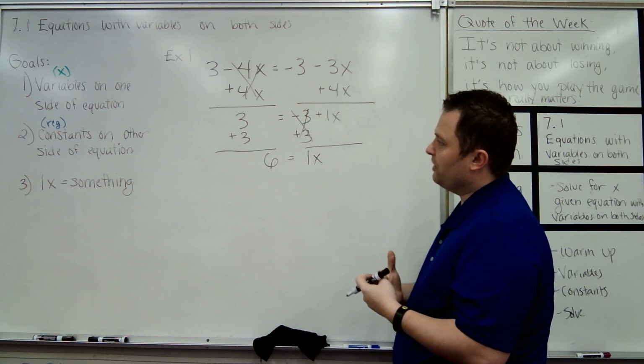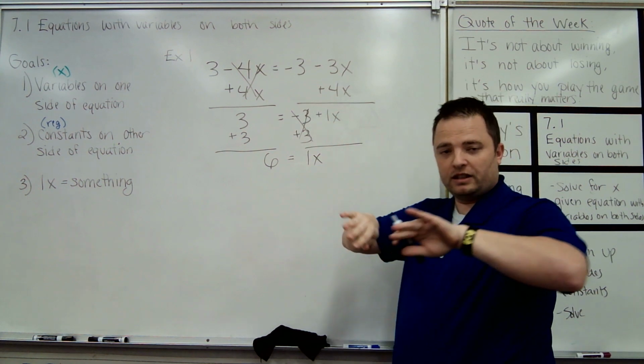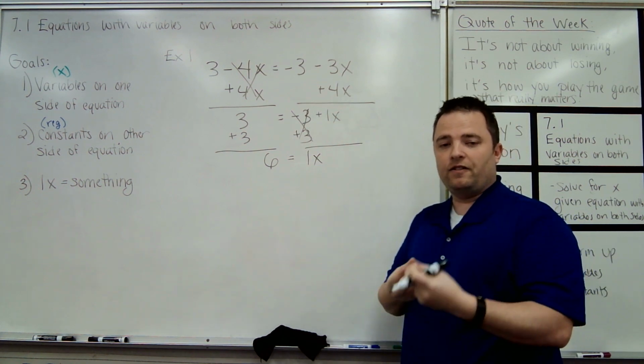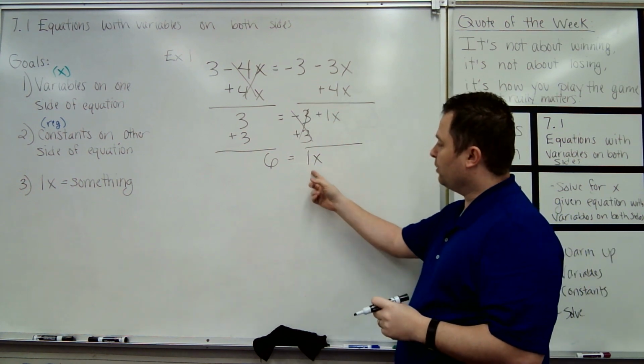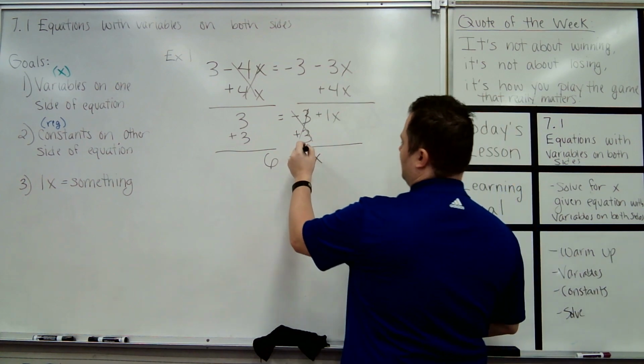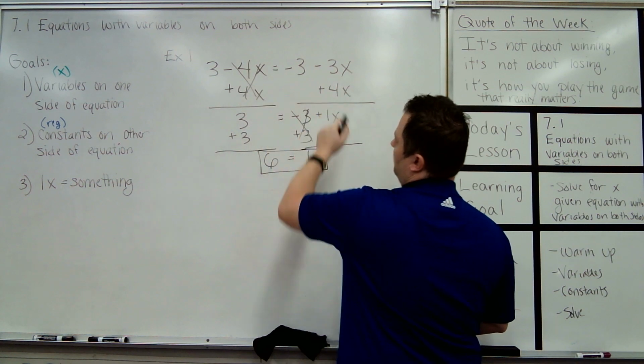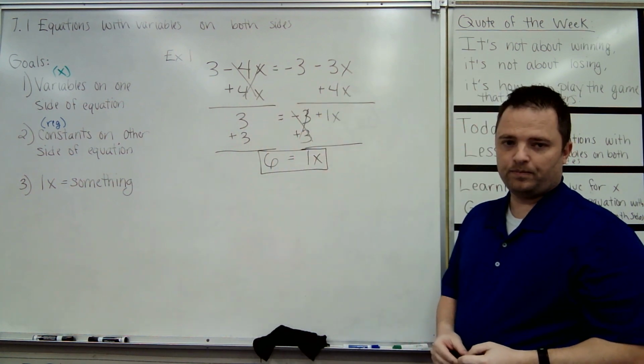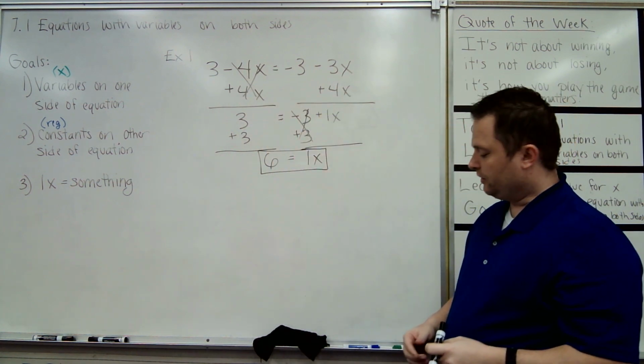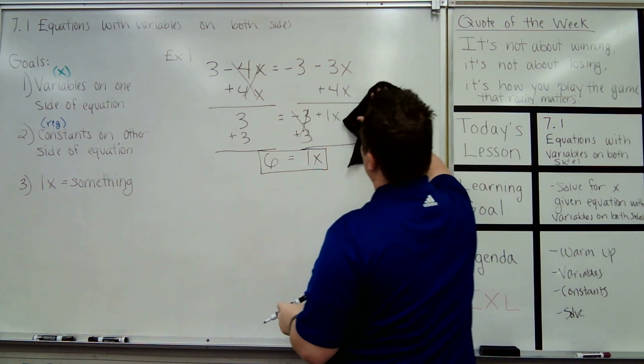So we just have to be patient and make sure that we're separating the variables from the constants and dividing or multiplying down to get to 1x. And if it's already at 1x, what this means is when x is equal to 6, both sides are equal. Okay? Let's do one more example for this video.